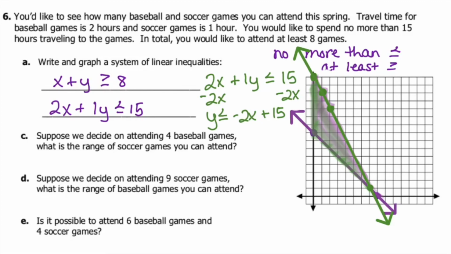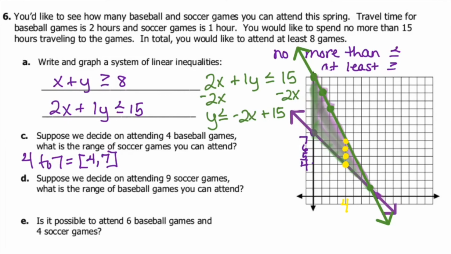So then it says, suppose we decide on attending 4 baseball games. What is the range of the number of soccer games you can attend? So if we have 4, that means anywhere in that double shaded area, including the border. So that's all those 4 yellow dots. So that means you can go to 4, 5, 6, or 7 soccer games. And remember, with interval notation, rewrite that as 4, 7 with brackets around it, because the brackets mean that you can also make it equal to 4 or equal to 7. So bracket 4, 7 bracket.